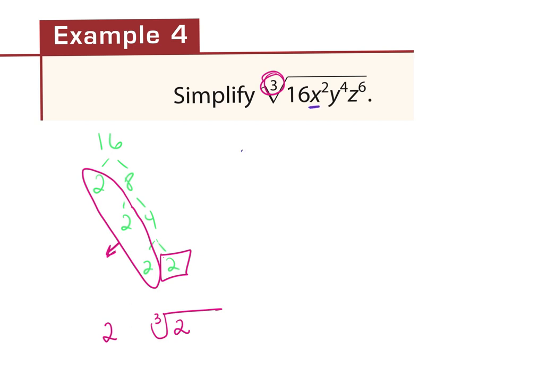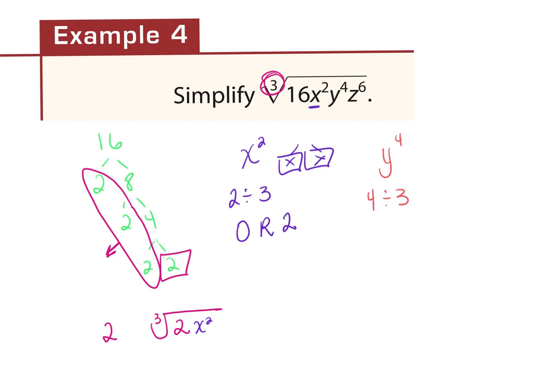For these, I have x squared. So if I use this method, 2 divided by 3, that's going to be 0 with the remainder of 2, right? If I were to list them, that is x times x. Nothing groups up 3 times, so both x's stay in. So for this, I have 2 x's that stayed in. Let's look at my y. This is y to the 4th. If I divide it, 4 divided by that index of 3, 1 with the remainder of 1. I'm going to have 1 y that comes out, 1 y that stays in.